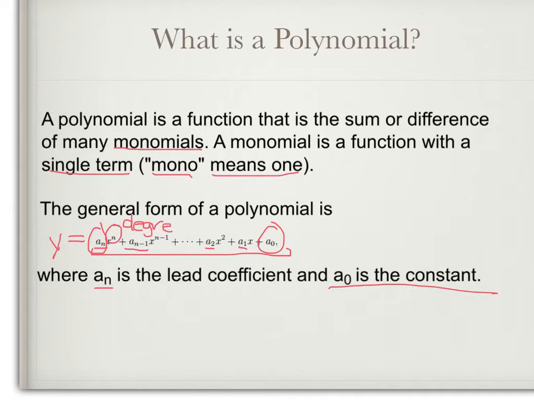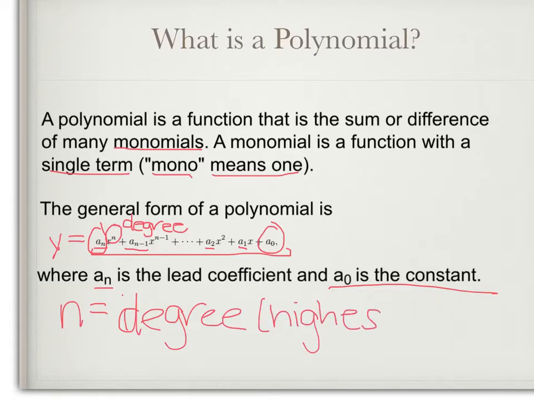The degree is equal to the highest power. So we'll say the power of n is the degree, which is also known as the highest power or exponent in your polynomial.